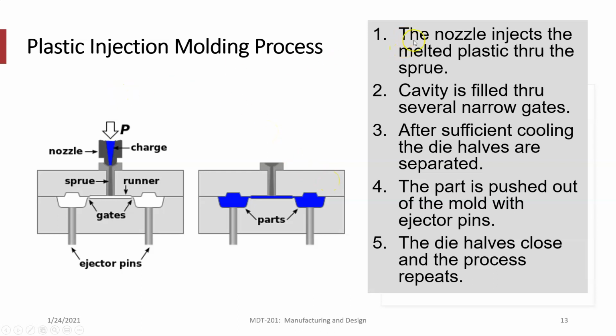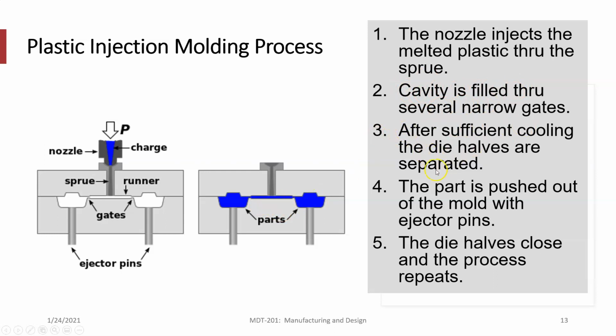One, the first step, the nozzle injects the melted plastic through the sprue, right? So here's the sprue right here. The plastic is coming in this way. So you can imagine the plastic is the blue here. So the plastic is going to be injected through the sprue, through the runners and gates. Now that should sound familiar from the metal casting. Through the runners and gates into the different chambers where the part geometry is. So the cavity is filled through several narrow gates.